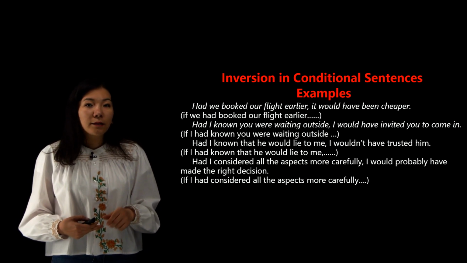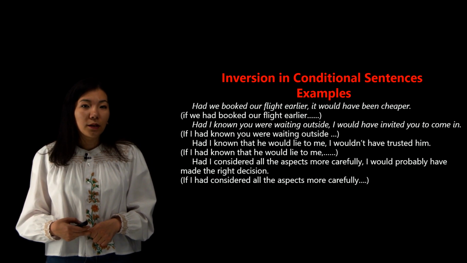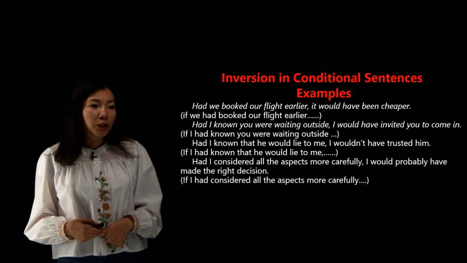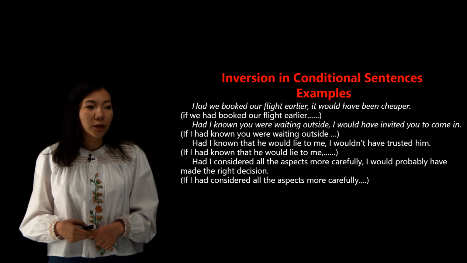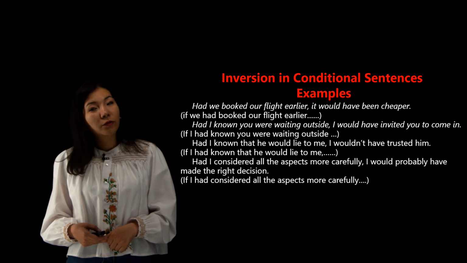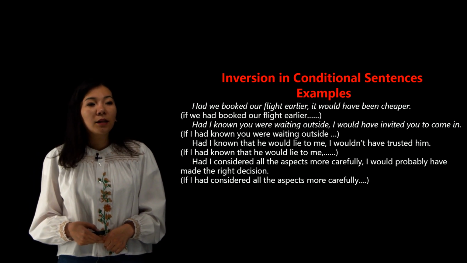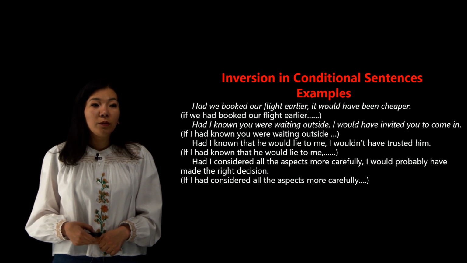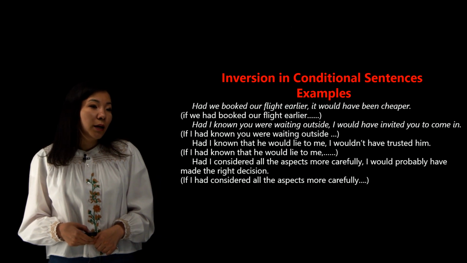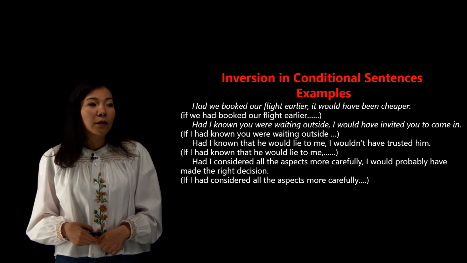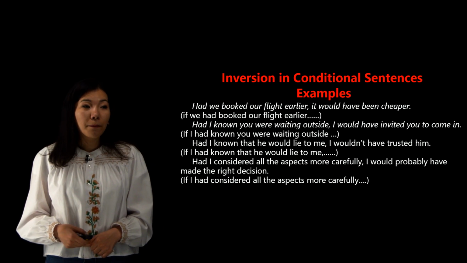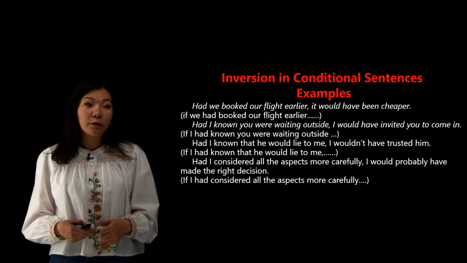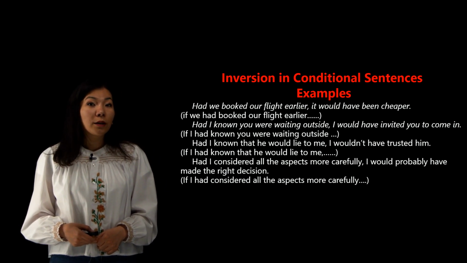Okay, so the other examples I think you're going to read by yourself. All right, so let me read one more then. Had I known that he would lie to me, I wouldn't have trusted him. So instead of saying, if I had known that he would lie to me, I wouldn't have trusted him, you could simply say, had I known that he would lie to me, I wouldn't have trusted him. So I hope you get it.